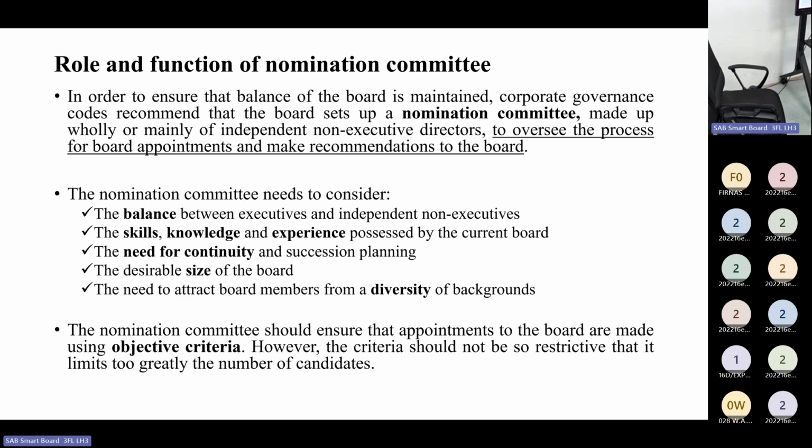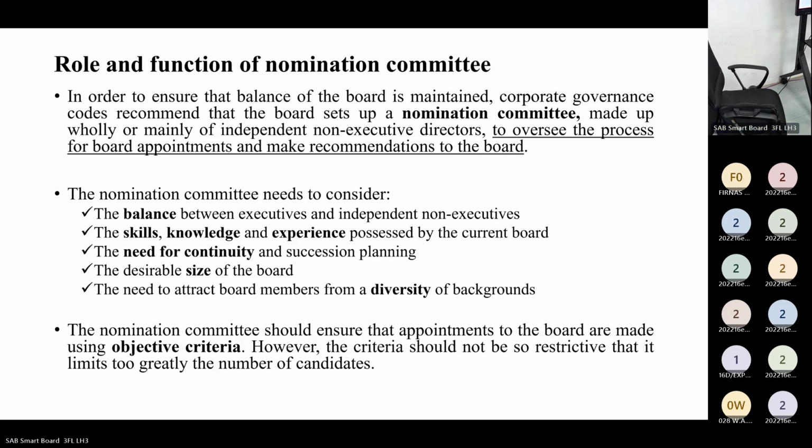So the board can appoint. Otherwise, as I told you, there are two others. A dominant stakeholder can appoint someone to the board. And third, if it is governed by some sort of statutory authority, that authority also can appoint someone. So board members can be appointed either through election or through appointment.